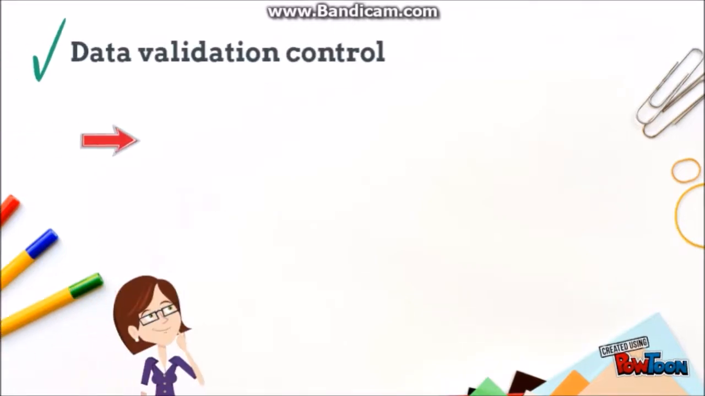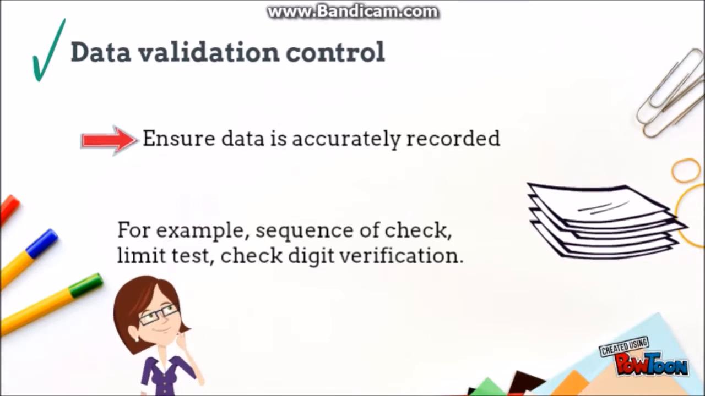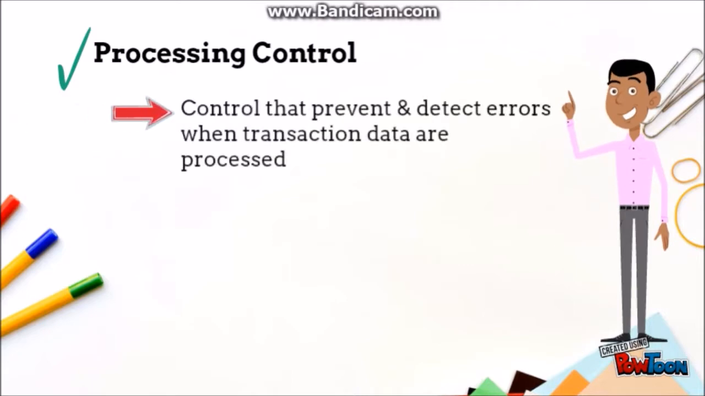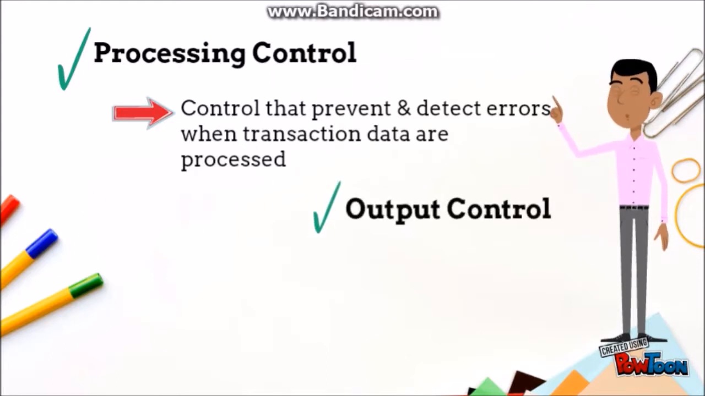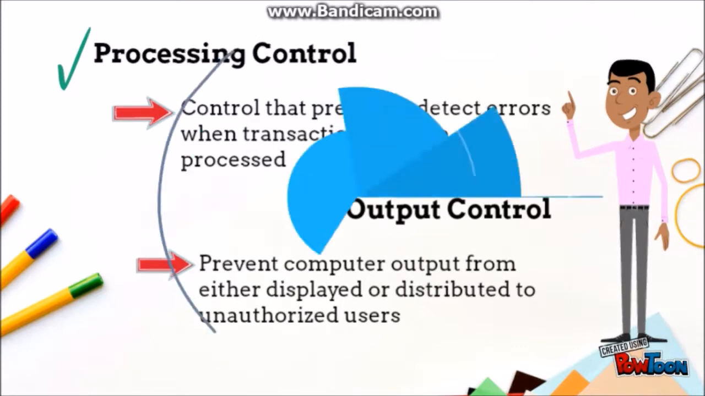Next is data validation control. It is to ensure data is accurately recorded. For example, sequence of check, unit test, and check digit verification. Next is processing control. It is a type of control that prevent and detect errors when transaction data are processed. For output control, it is to prevent computer output from either displayed or distributed to unauthorized users.